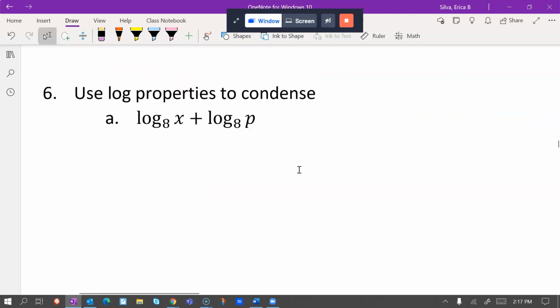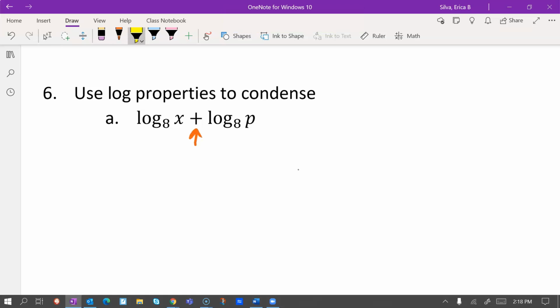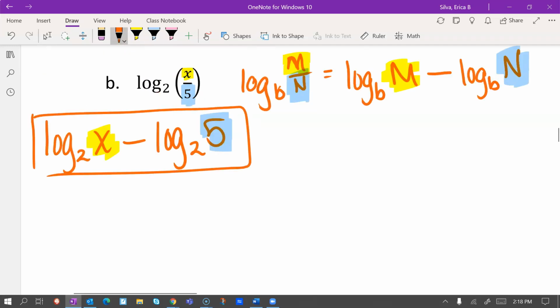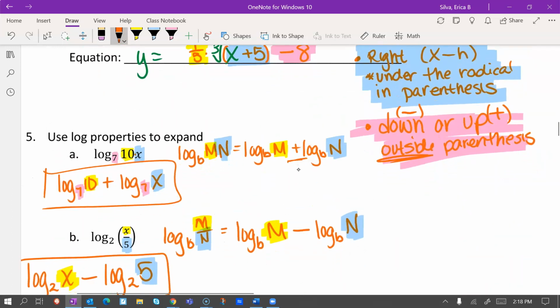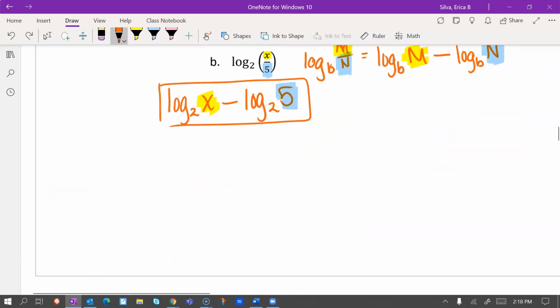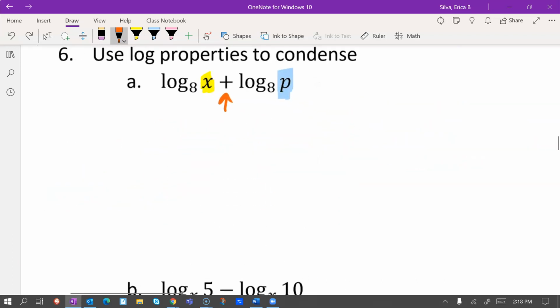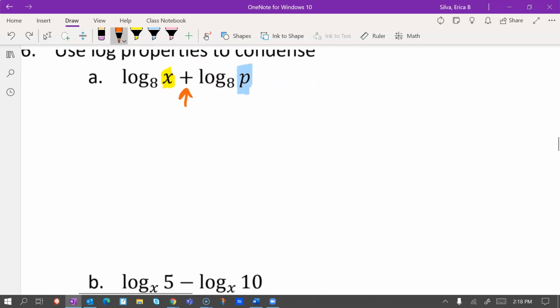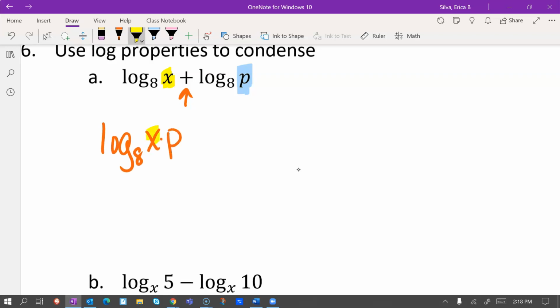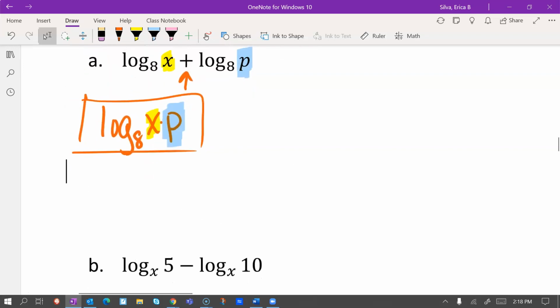Now for this one, we're going to condense, so we're basically working backwards. Because we're adding, what does it mean about what we're doing to the x and the p? Let's go back over here. When we added, what was happening to the two numbers? Is it being multiplied or divided? Yeah, they're being multiplied. So here we're going to do log base 8 of x times p. And let's go on to the next one.